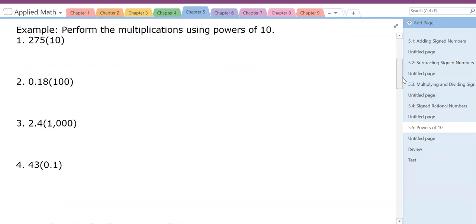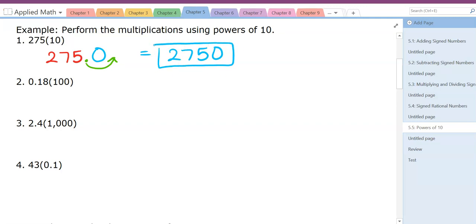So for 275 times 10, if you were doing it mentally, which you don't have to do, you could just type it in your calculator. Your decimal is sitting right here, and we're going to move it one to the right, so we have to fill in this blank with a zero. So you get 2,750.